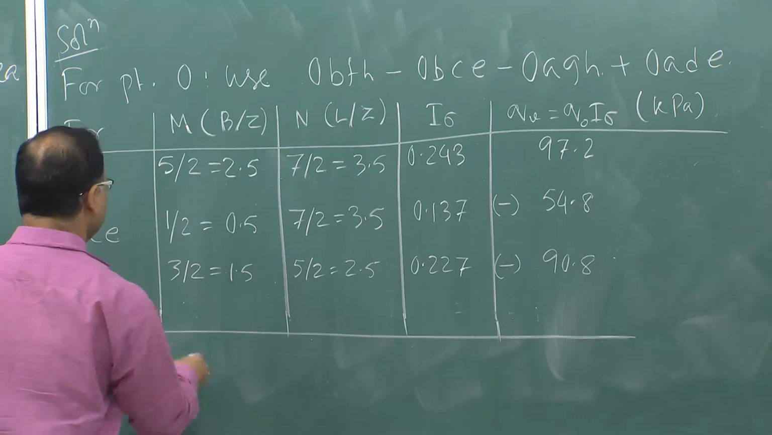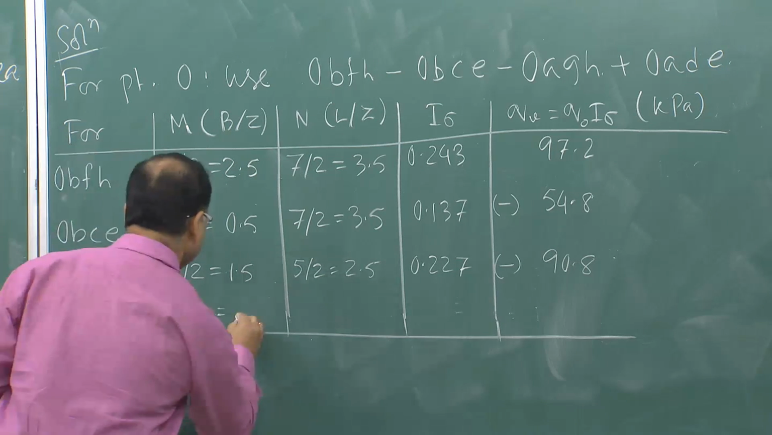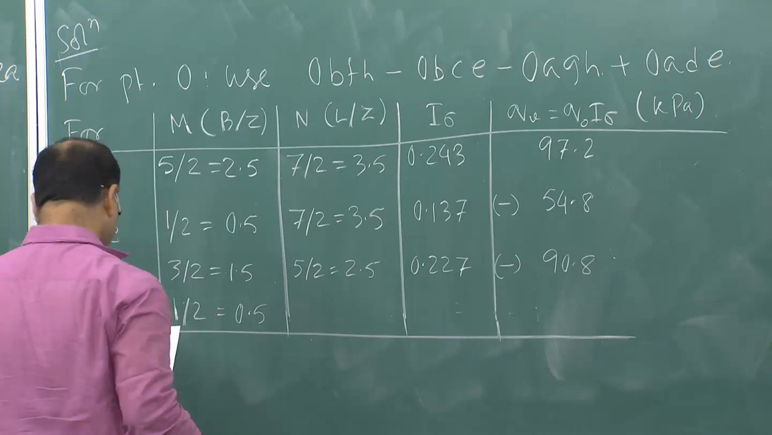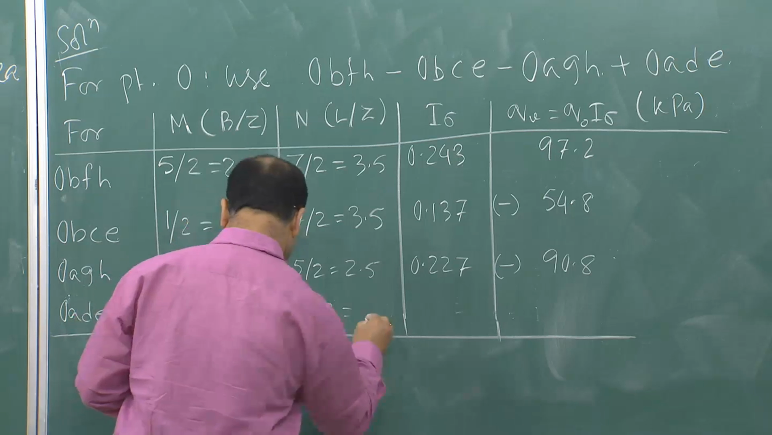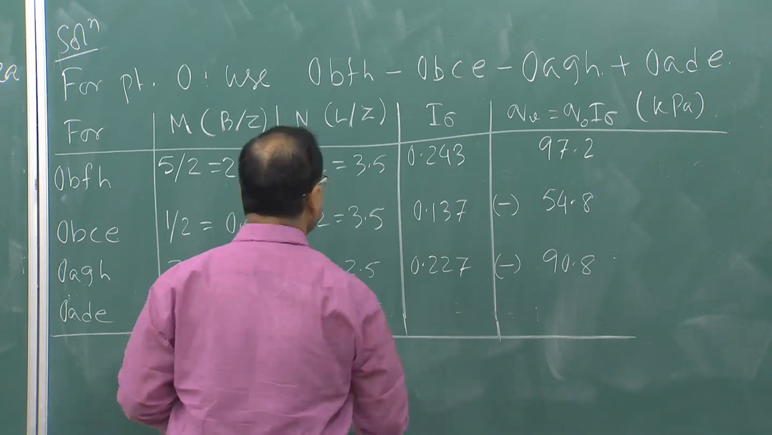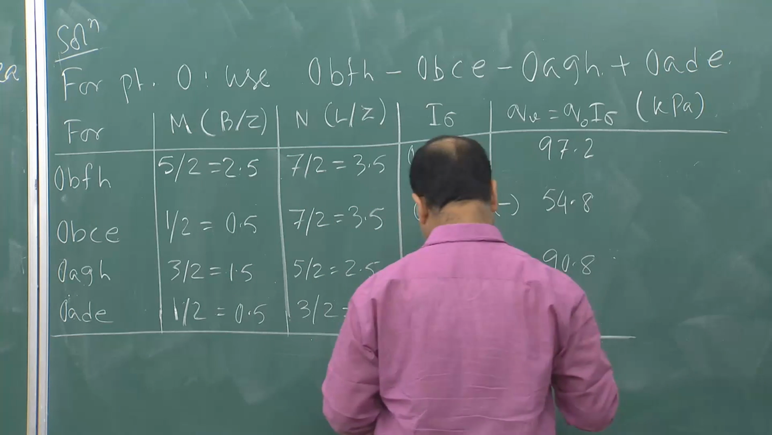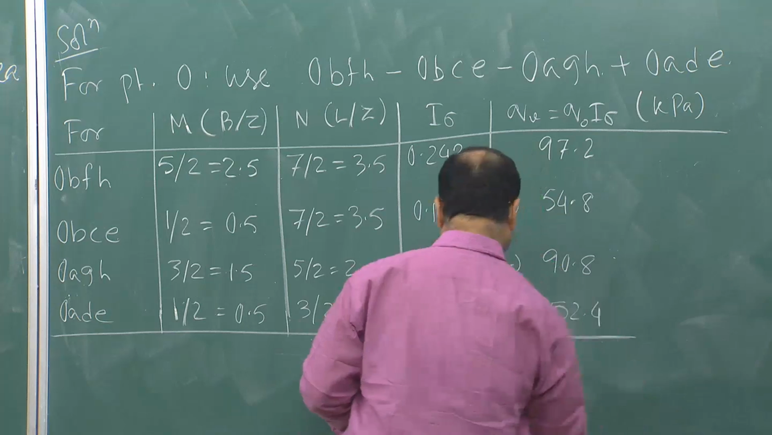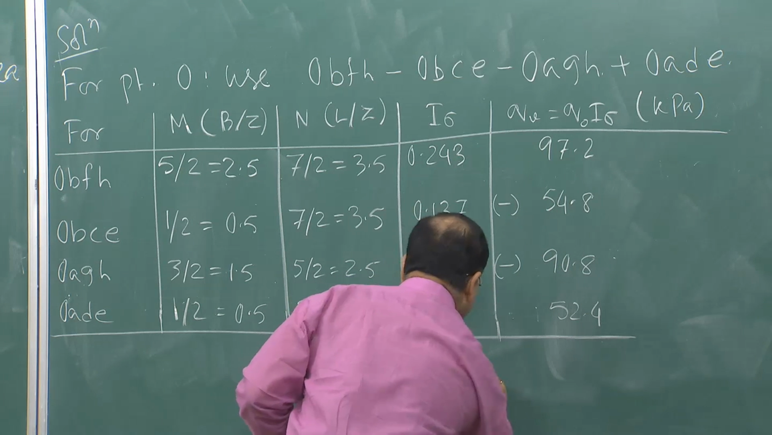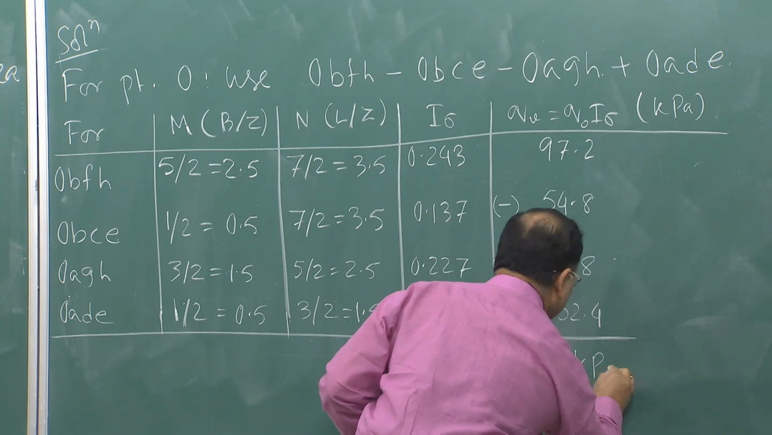And finally OADE. What is your B? 1 by 2 will be your M, that is 0.5. What is the value of L? That is 3 by 2, your N, and I sigma will come as 0.131, and that is additive. So the summation of Q V is equal to 4 kPa.